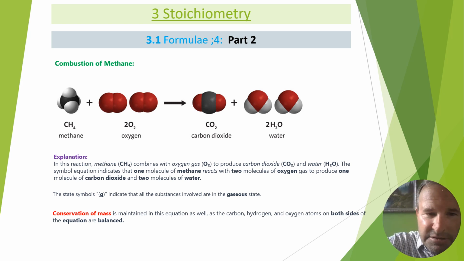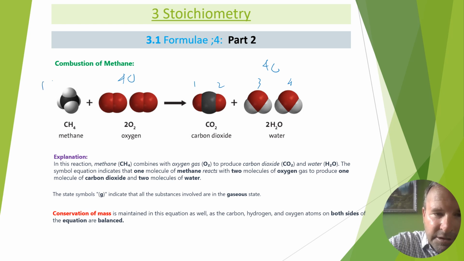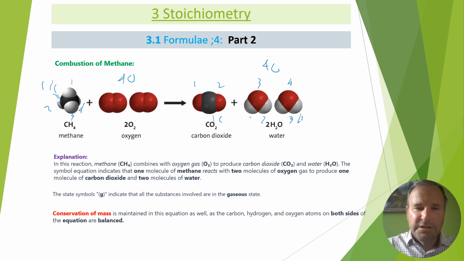You can see there's 4 oxygens here, and you've got 1, 2, 3, 4 oxygens there. You've got 1 carbon here, 1 carbon here, and you can see 1, 2, 3, 4 oxygens here, and you've got 1, 2, 3, 4 oxygens. So you can see that all the atoms on both sides of the equation, reactants and products, are equal, hence obeying the conservation law of mass.